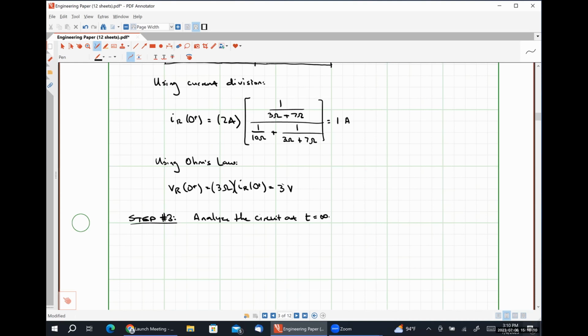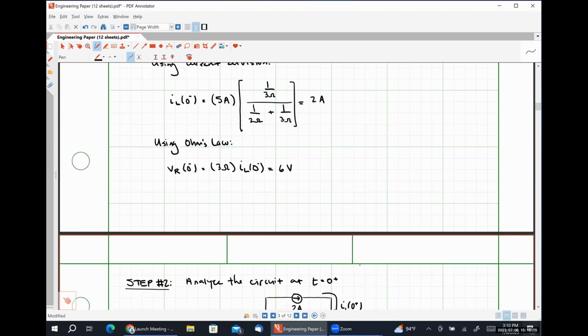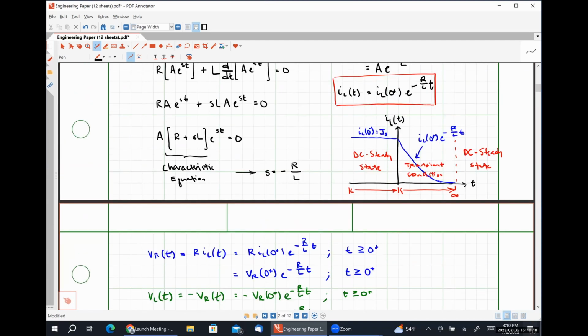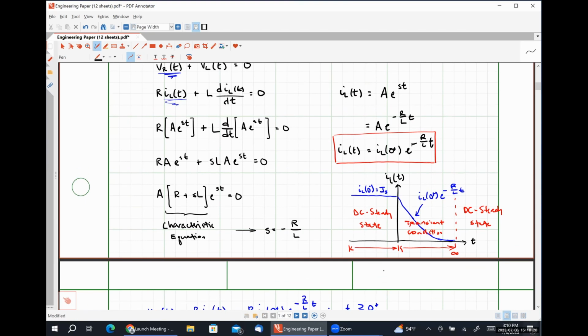So let me scroll way back here for just a moment to explain what we're doing. If we look at this diagram on the bottom right-hand corner of this page, at t is equal to infinity and beyond, our circuit has entered that second DC steady state, right? The transient condition is what's going on between the two DC steady states. So at t is equal to infinity, our switch has changed states, but our circuit is at DC steady state.